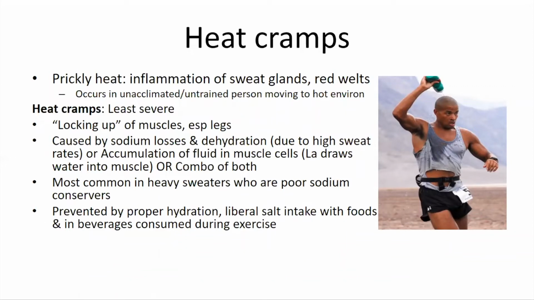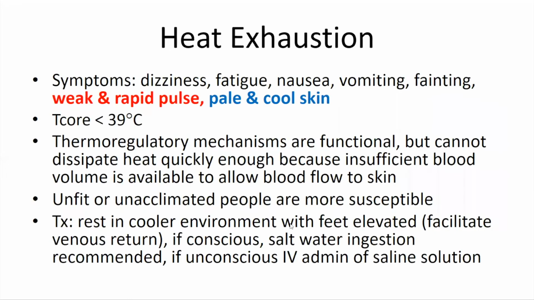So heat cramps usually result from electrolyte imbalances in the muscle. And it's most common in heavy sweaters who are poor sodium conservers, meaning people who are not heat acclimated or heat acclimatized. Prickly heat is the inflammation of sweat glands and red welts, and this also occurs in unacclimated or untrained people moving to a hot environment.